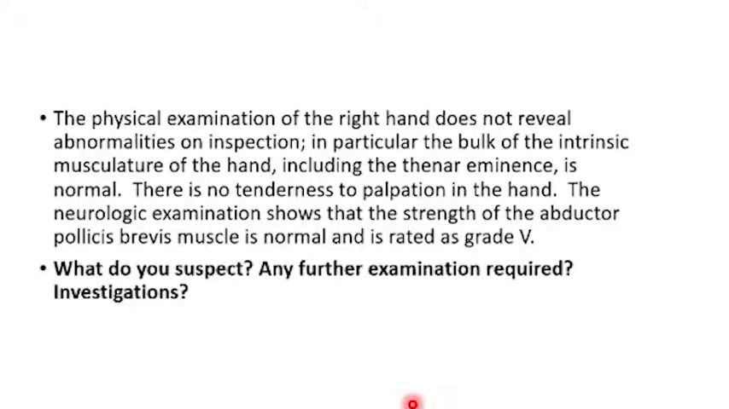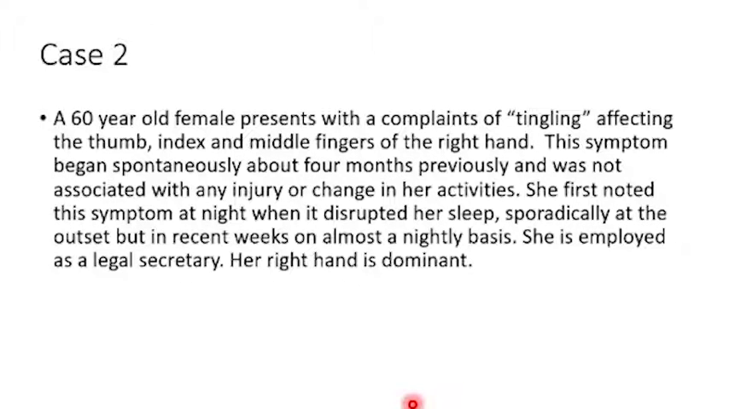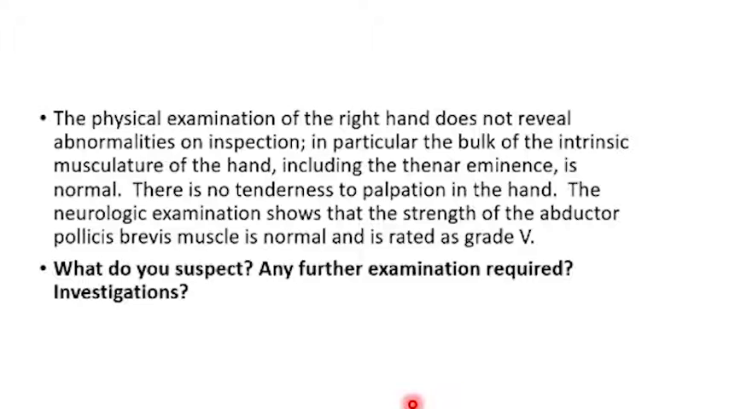So, the clues that you can pick up in the history: the symptoms are affecting the thumb, the index, and the middle finger, which suggests median neuropathy. And then the fact that she's employed as a secretary means she may have repetitive hand movements at the wrist, which would predispose her to carpal tunnel syndrome.